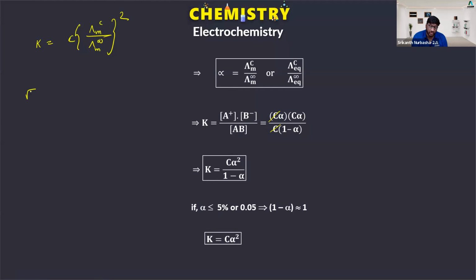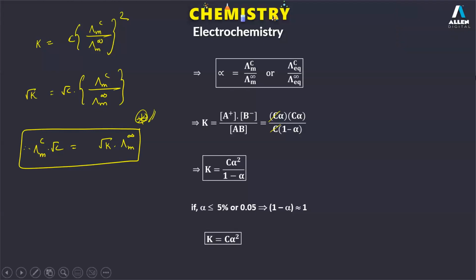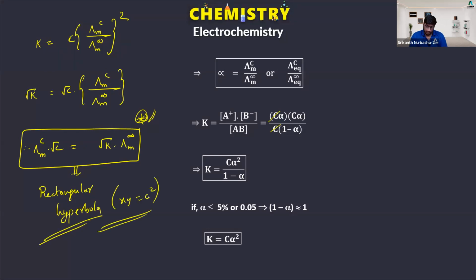Take the square root on both sides. Root K is equal to root C into molar conductance at any concentration by molar conductance at infinite dilution. Therefore, molar conductance at any concentration into root C is equal to root K into molar conductance at infinite dilution. This is nothing but a rectangular hyperbola. This graph also we have plotted. If you remember, we have plotted the graph or not? Yes, sir. Yes or no? This is nothing but a rectangular hyperbola. XY is equal to C square.